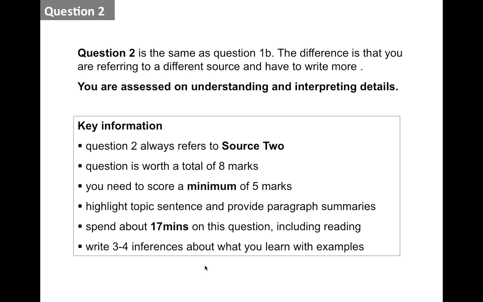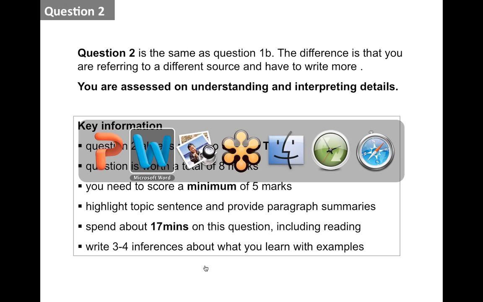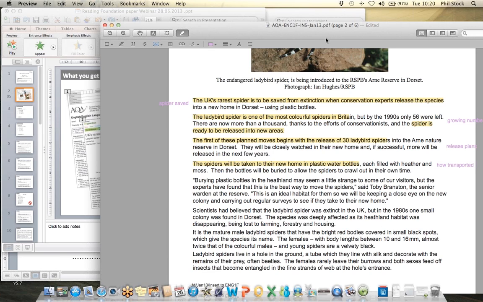Again, the idea of taking topic sentences and tiny mini paragraph summaries is going to be fruitful for you. And again, about 17 or 18 minutes on this question, including your reading time, which, if you think about it, is probably about 5 or 6 minutes per text. And what you're aiming for is a minimum of 3 inferences. And all an inference is where you take a quotation or an idea from the text and you look at what you think it might mean beyond the obvious, what the writer is trying to tell you. And you can do that with examples and your comments. So let's go back to our source material.